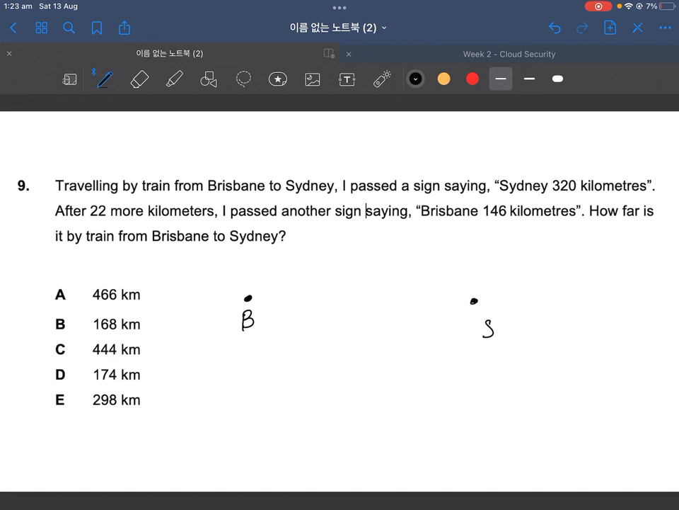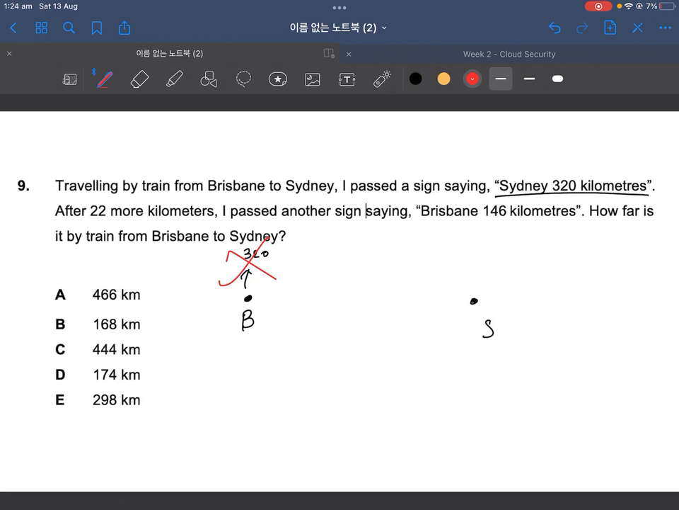Now, a lot of students will trip up here thinking that, well, if it says Sydney is 320 kilometers away, I've already got my answer. Because how far is it by train? It is from Brisbane to Sydney, it's 320. So they'll start looking at the answers looking for the number 320, but it's not there. So that's where we get tricky. Now, that train of thought is based on the assumption that the sign was found here at the beginning of the trip. But that's not the case.